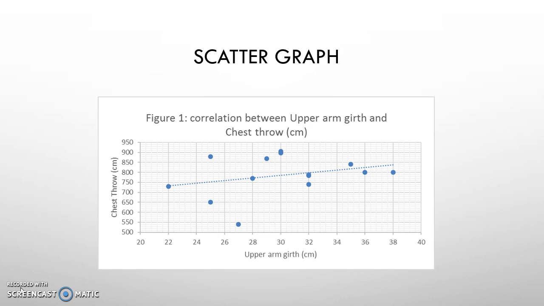It's not very strong at all, because you see someone that's got like 27 centimeters of upper arm girth only getting close to 550, whereas someone with 22 centimeters of arm girth getting around 725. So it doesn't really fit the line of best fit, because that person who had an upper arm girth of 27 just didn't get anywhere really near the line of best fit.